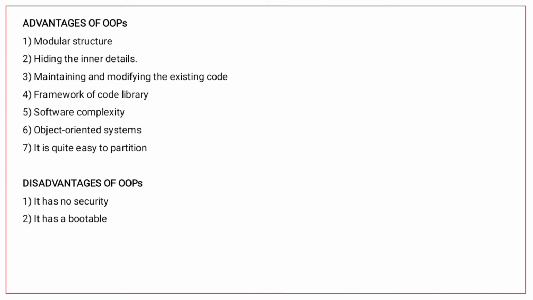Sixth advantage, object-oriented system can be easily upgraded. And seventh benefit, it is quite easy to partition the work in a project based on object. Now, what are the drawbacks of OOP? The first, it has no security and it has a bootable. Now, these are the drawbacks of OOPs.